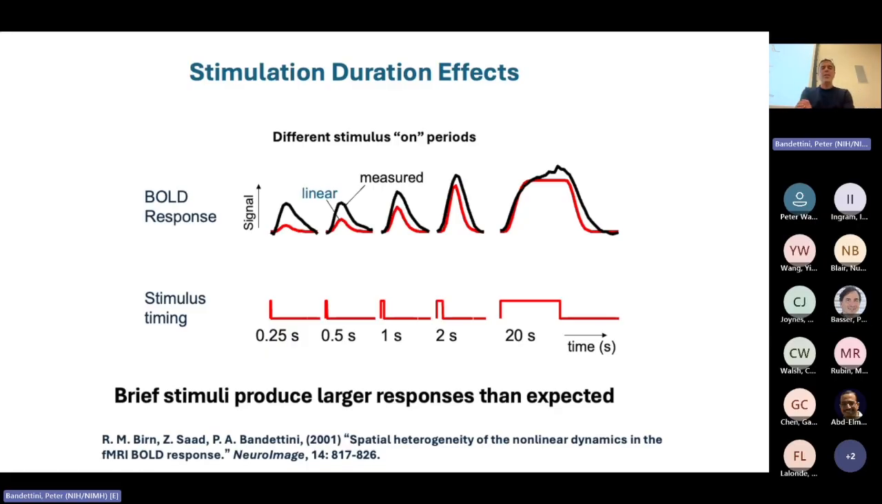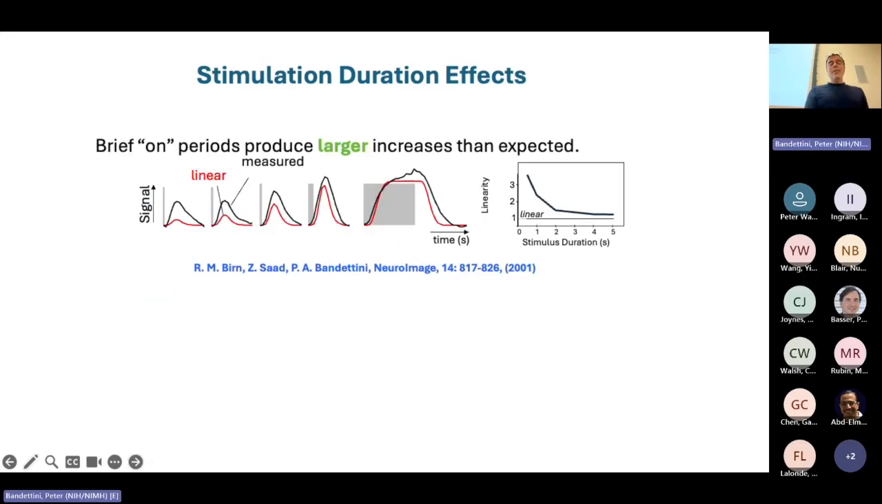This is work by Rasmus Birn, in which he tried to characterize the linearity. Once again, a linear system predicts the red line. With very brief stimuli, the hemodynamic response is much larger than expected from a linear system. This was potentially modeled. This is more quantitative: it looks at a measure of linearity as a function of stimulus duration. Only after about 2 seconds does the hemodynamic response behave like a linear system. But what's happening at the very beginning?